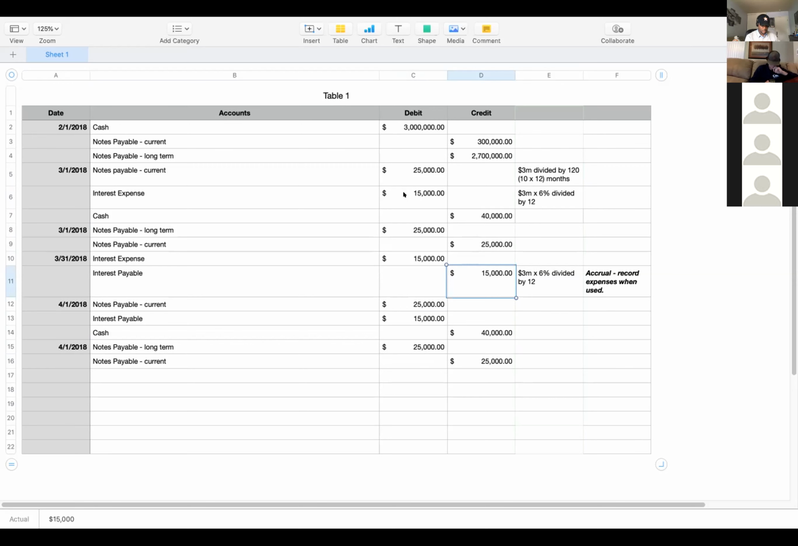Okay. Do you know what the difference is between that interest payable and interest expense on the 1st of March? I don't know why the 1st of March is an interest expense and the 1st of April is an interest payable, even though they're the same value.